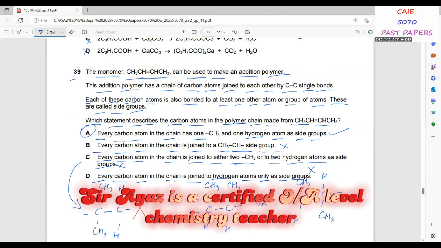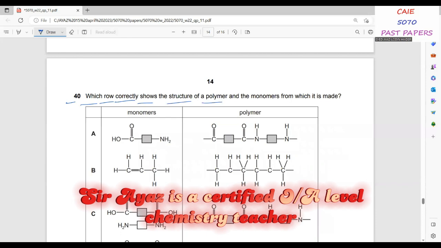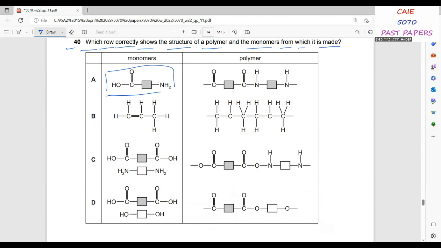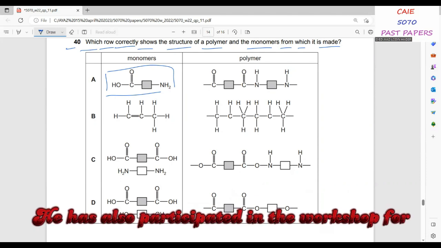The last question for this paper. 40. Which row correctly shows the structure of a polymer and the monomers from which it is made? Let's see all the monomers and polymers. Choice A, you have the monomer here. So the polymer must have CO and NH, and each repeat unit must contain C double bond O and NH. But on the polymer side, you have two different repeat units. So this is wrong.